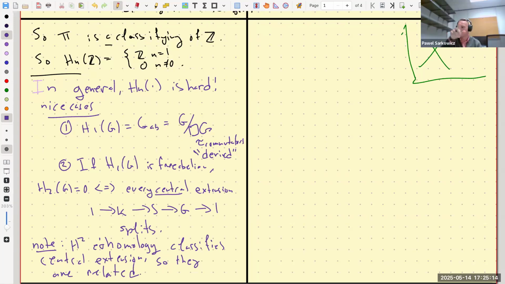But this H2 with the superscript has a coefficient space, which will be an abelian group, and it classifies the extensions of your group by that abelian group. But we're not going to be interested in cohomology, so just a remark about that.